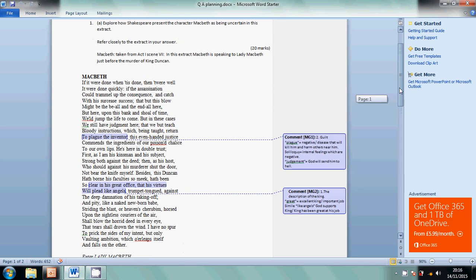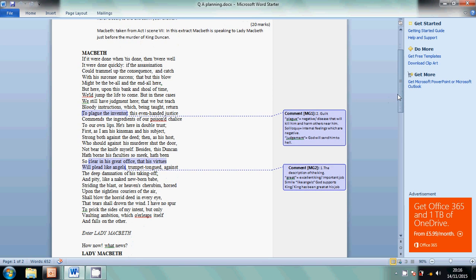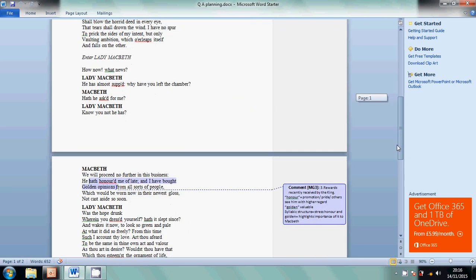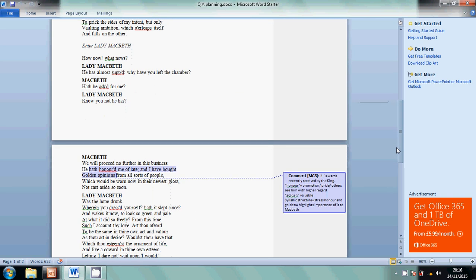How do we know Macbeth is feeling uncertain? Well, because he feels guilty. How do we know Macbeth is feeling uncertain? Well, let's look at how he describes the king. And then thirdly and finally, how do I know he's uncertain? Well, look at how he talks about the rewards the king has given him.